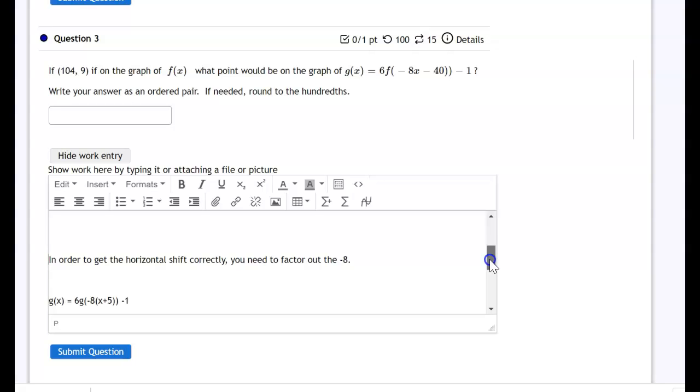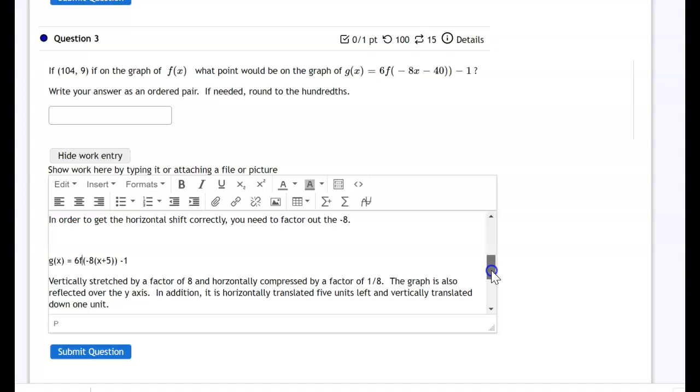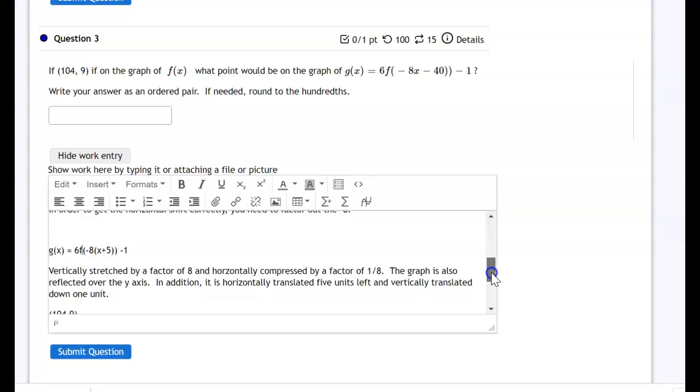G of x is 6 times g of, oops, that's a typo. It should say f. So 6 times f, parenthesis, -8, parenthesis, x plus 5, minus 1. So then if I were to describe the transformations here, I already have this typed out. It's vertically stretched by a factor of 6. Horizontally compressed by a factor of 1/8. The graph is also reflected over the y-axis. In addition, it is horizontally translated 5 units left.